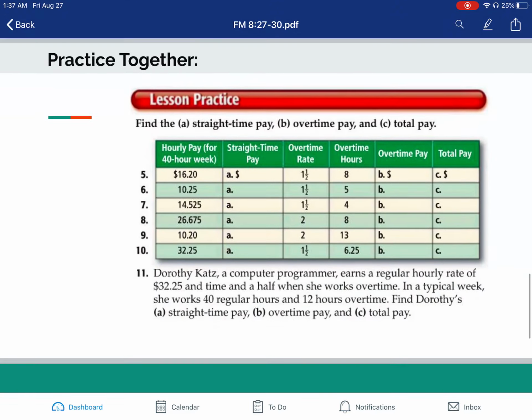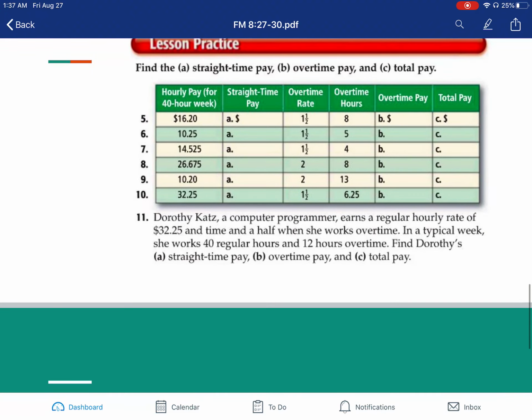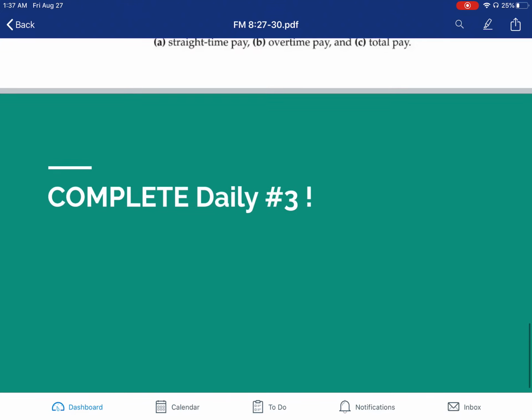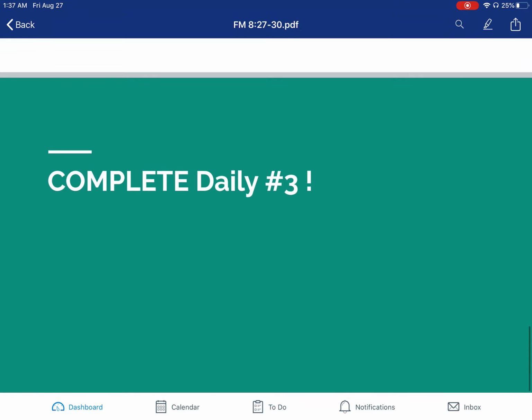All right, so like I said, I'm not going to do this entire chart. I can sit here and work out a million examples. The only step we're adding on this one is the actual overtime hours. We've already done straight time pay last class. So go ahead, open up daily number 3. In the instructions, you'll see links for the videos to help you go over the questions for the daily.